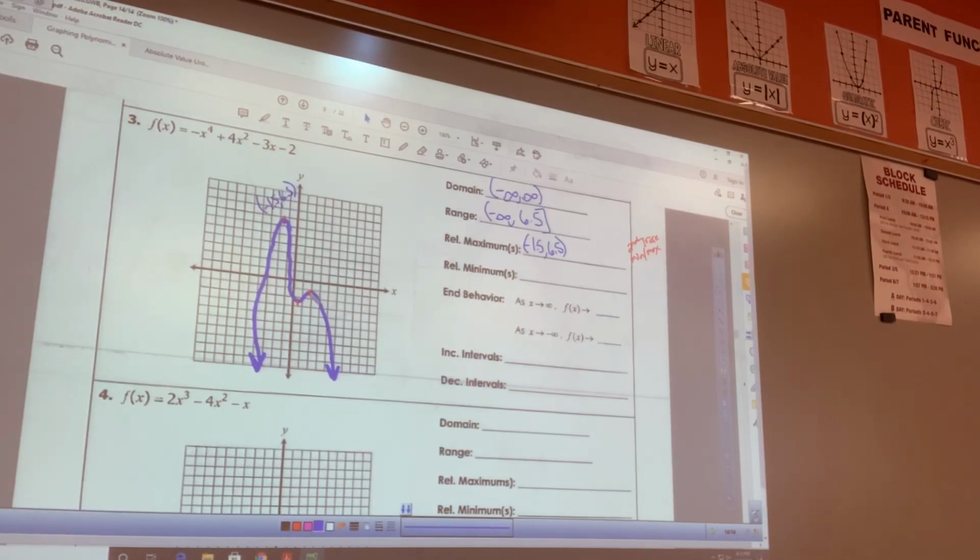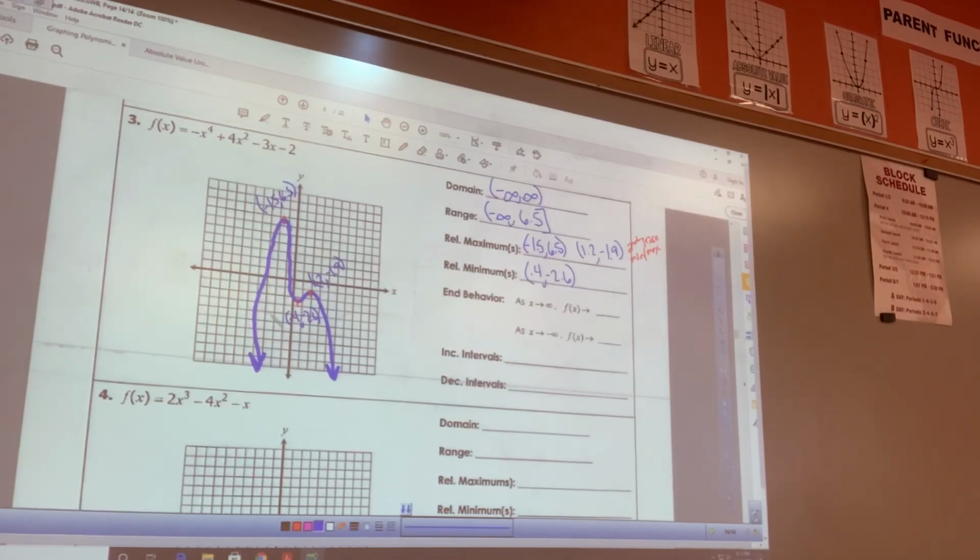I found this max to be 1.2 and negative 1.9, and I have a relative min right here, and I found that at 0.4 and negative 2.6. Again, your numbers may vary a little bit from mine, and that's okay.